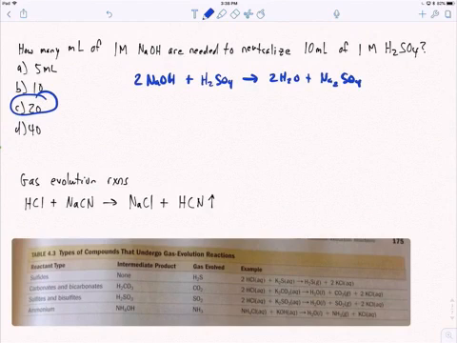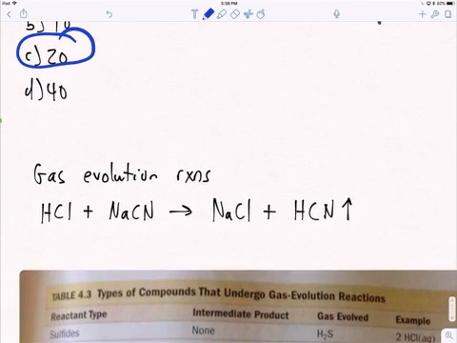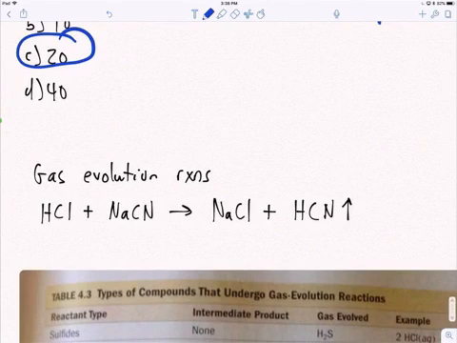Next topic. Yay. Gas evolution reactions. So this is actually how they execute people in gas chambers. That's one of the approved ways to kill someone in the United States, to put them in a gas chamber. And the gas chamber reaction is here. It's hydrochloric acid plus sodium cyanide makes sodium chloride salt and hydrogen cyanide gas.